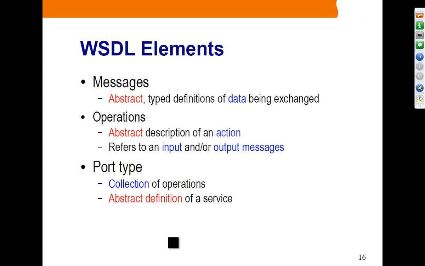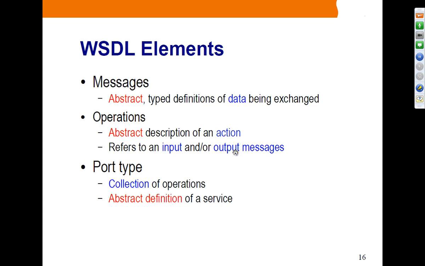Next is messages, operations, and port type. These three, along with types, describe the abstract part of your WSDL document. Messages describe the abstract typed definition of the data being exchanged, and an operation is a combination of an input message and an output message, and it describes an action. So an action is made of an input message and an output message.